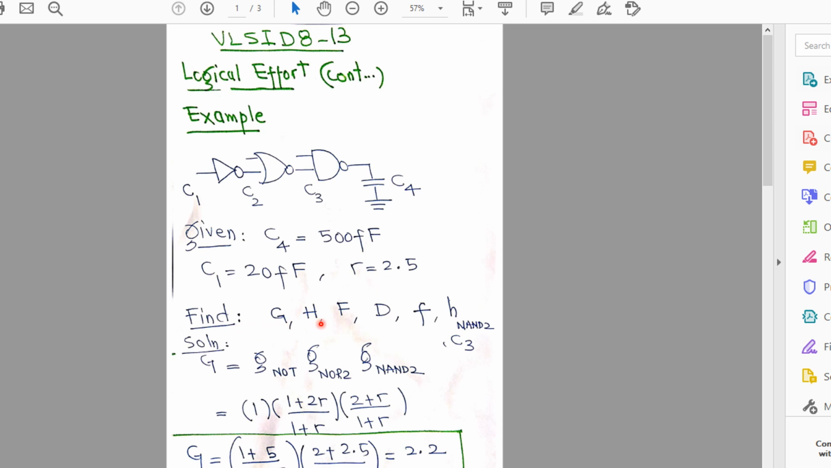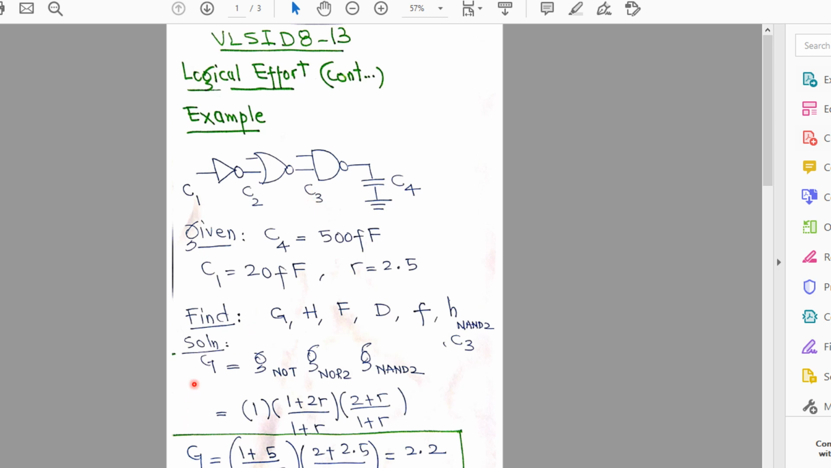logical effort, the path electrical effort, the path delay, the path effort. G is the total chain logical effort, H is the electrical effort of the chain, F is the path effort, and D is the path delay. Little f is the path effort of a single gate computed from capital F. H of NAND 2 is the electrical effort of this NAND 2 gate, the final gate, and C3, this capacitance.